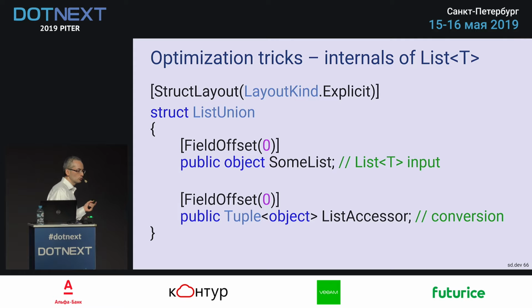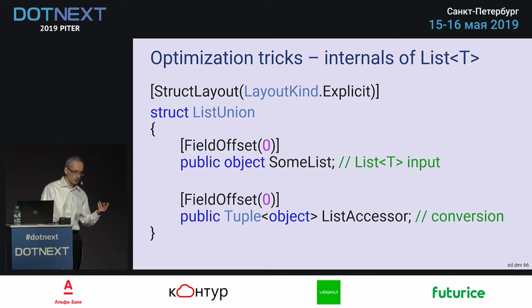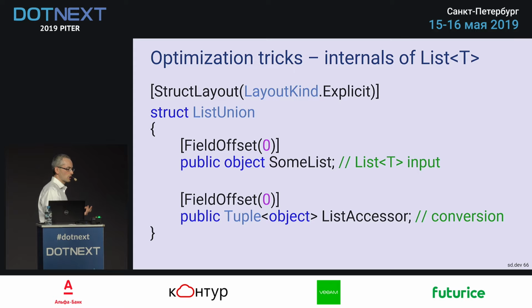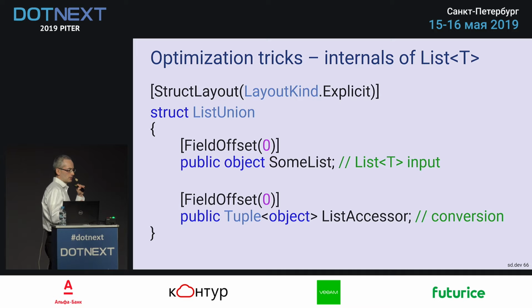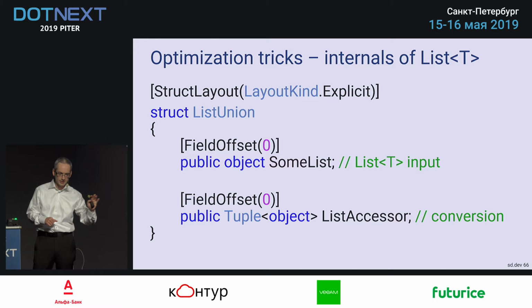In order to do that, we need to build a union structure. This is a classic union structure in .NET. It's a struct with an explicit memory layout and two fields. The first field is called someList, and it is of type object. Ideally, it should be of type T, but unfortunately in .NET, structures cannot use a generic, so it has to be object. The second field is called listAccessor. That's the one we'll use to extract the data out, and its type is Tuple<object>. Both of those fields have a field offset of zero. So that's our classic union structure in .NET.